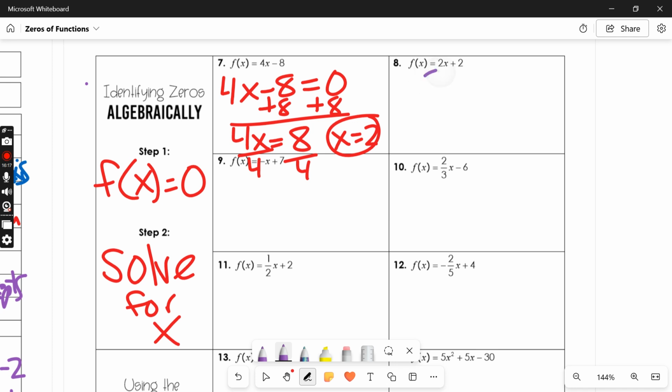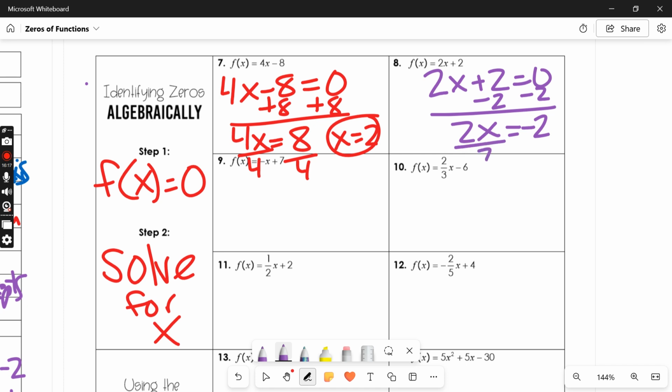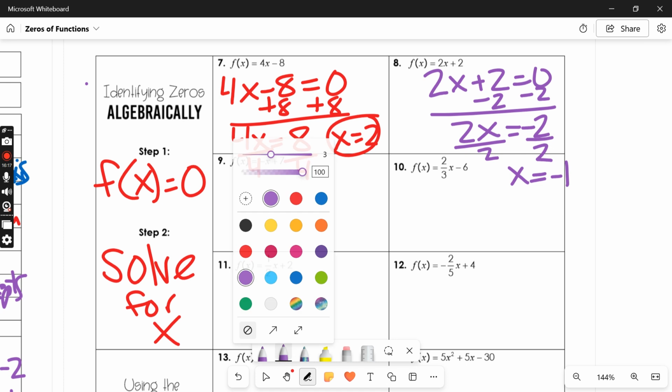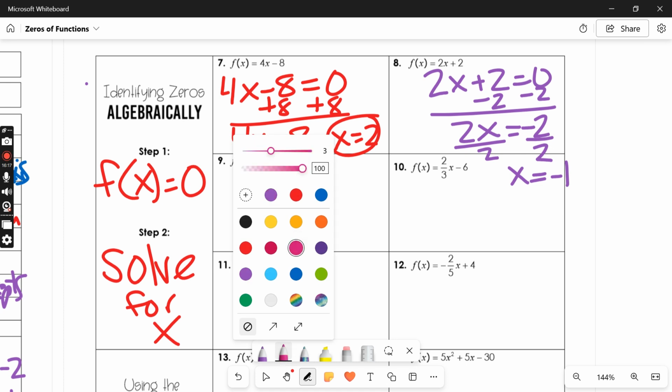Okay. I have 2x plus 2 equals 0. I'm going to subtract 2 from both sides. So that gives me 2x is equal to negative 2. I'm going to divide both sides by 2. So I get x equals negative 1. I can pause this and maybe try the next 2 to 4, if you'd like. You don't have to though, you can just follow along if that works for you too.